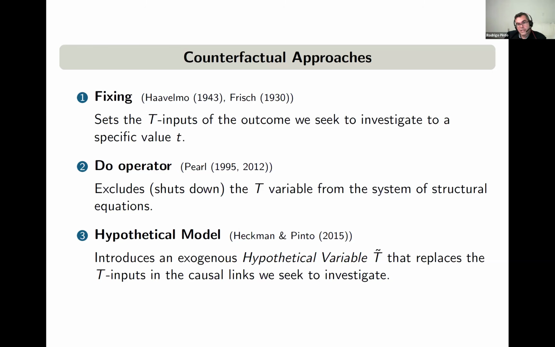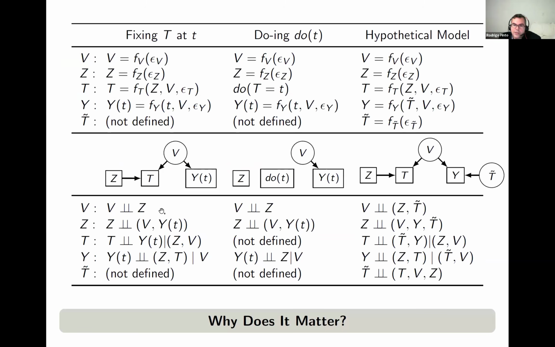These three notions are easy to see in this slide here. So the standard method of fixing is the following. I have the model that generates the data, in which y is a function of t, v, and epsilon. Now I'm describing three models that are modifications of the model that actually generates the data. In the first one, I'm using the concept of fixing, where y_t is actually f_y of little t, v, and epsilon_y.